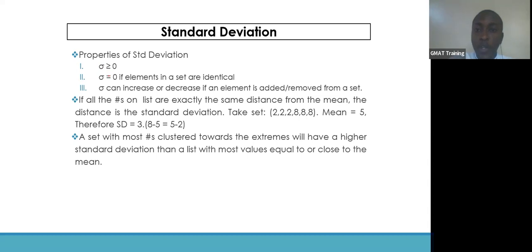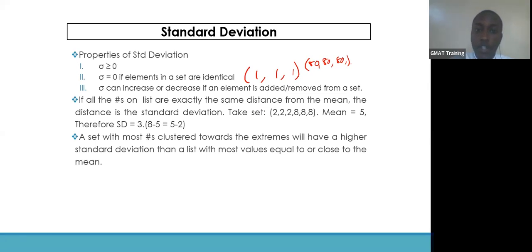And it can be only 0 if the elements in a set are identical. A set with 1, 1, 1, that's when the standard deviation will be 0. All right? Or a set with 80, 80, 80, with as many 80s in the set as you like, but if the elements in the set are identical, then the standard deviation equals 0. Otherwise, the standard deviation is positive.